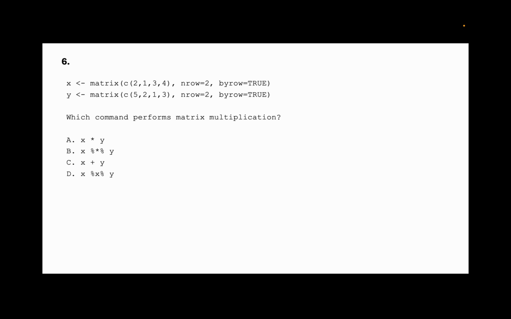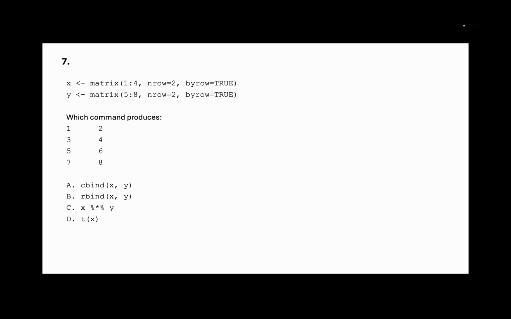Next, there are two matrices. What is the correct operation to perform the multiplication? B. Yeah, because the other will only do element wise. Element wise, yeah. Next, which command will produce this output?